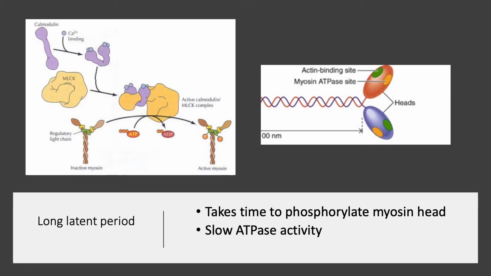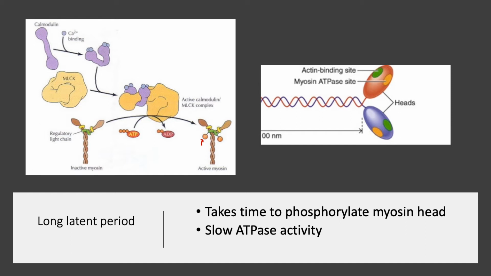We'll now review some of the common characteristics of smooth muscle contractions, and we'll begin with the longer latent period. And it's a longer latent period due to two reasons, and the first is it takes time to phosphorylate the myosin head, so to put that phosphate group on that myosin light chain.